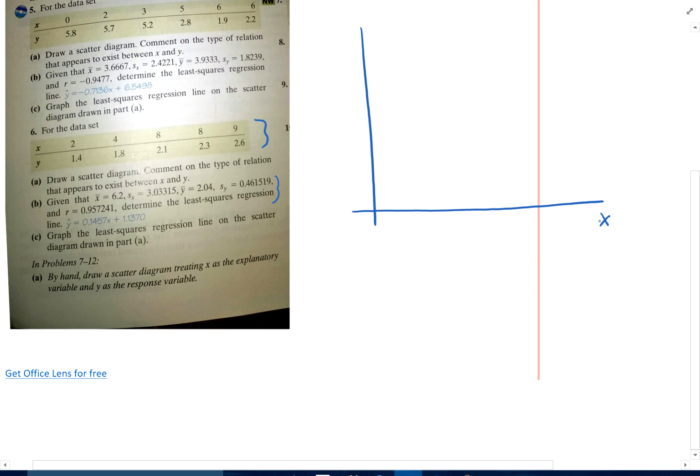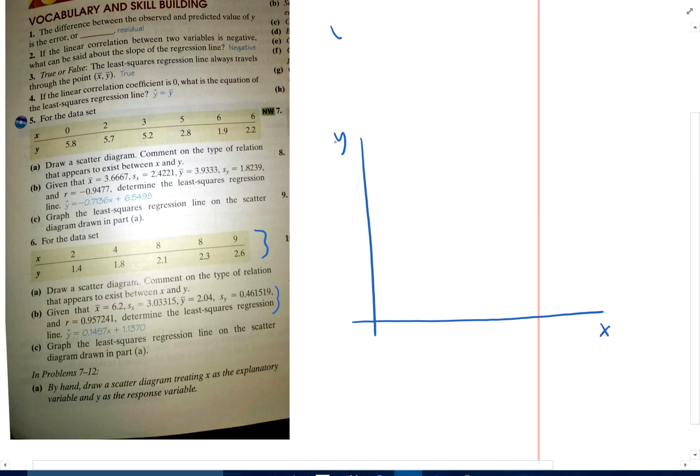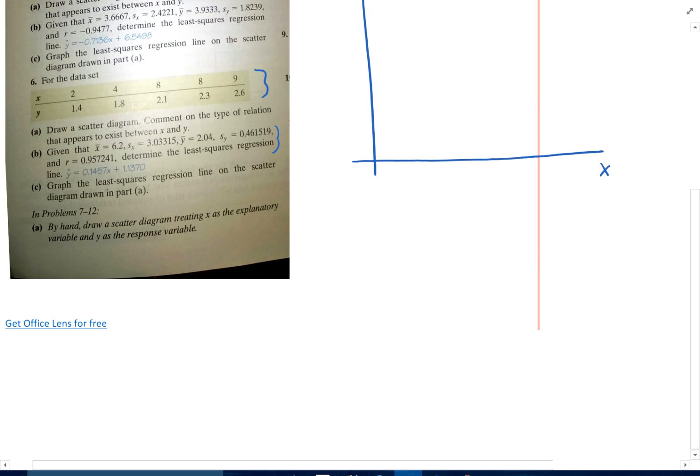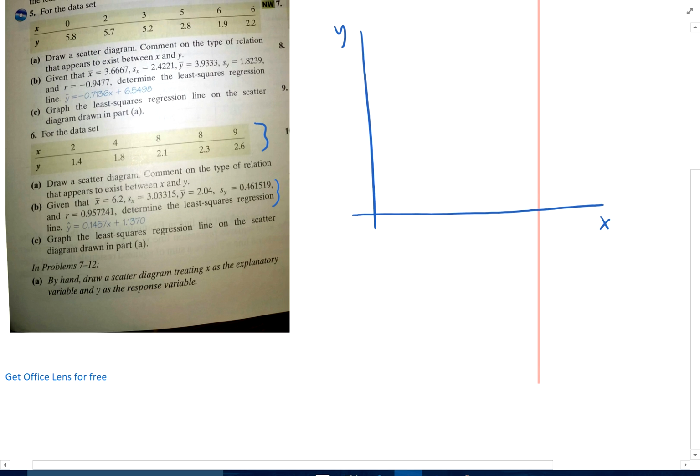scatter plot. So we've got x and y. We want to make sure we put the right scale on here. So we've got from 2 up to 9. So we'll go 2, 4, 6, 8, 10. And then for the y, let's do it like this: 1/2, 1, 1.5, 2, 2.5, and 3. That ought to work.